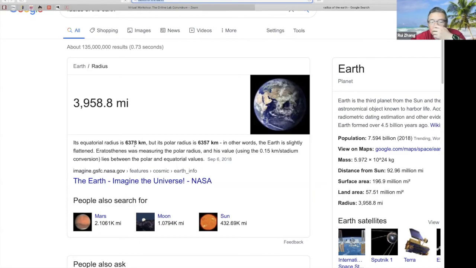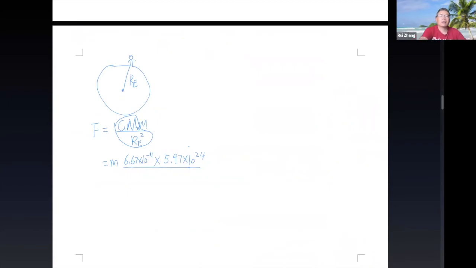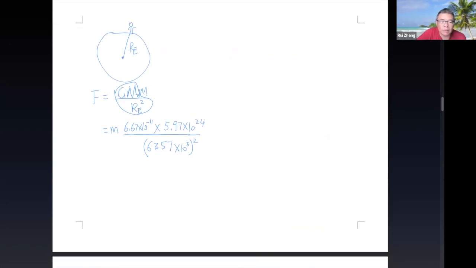It doesn't really matter what we use. Let's just use 6357, the polar radius, because the difference is tiny. That's in kilometers. Let's multiply by 10 to the third to convert it to meters, and then take the square of that. So we have a really small number multiplied by a really large number and divided by a reasonably large number. Let's do this as an exercise together.